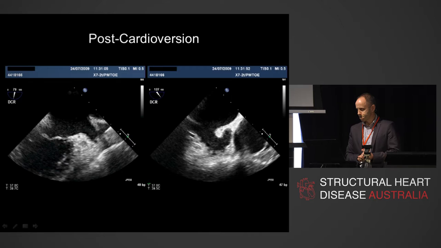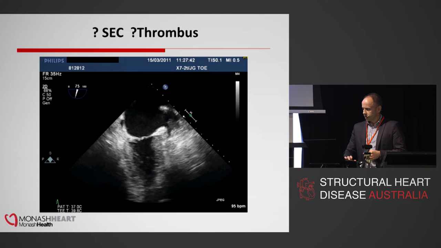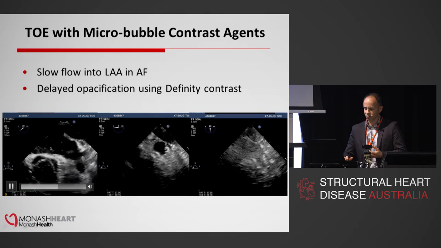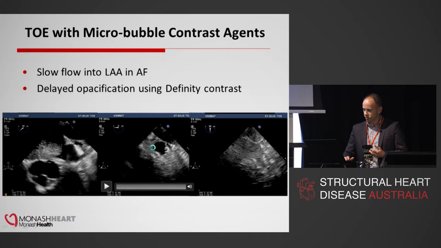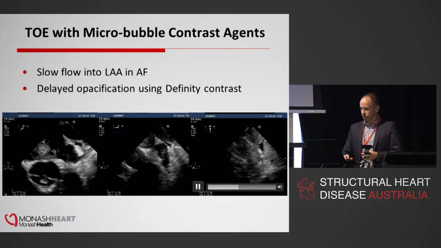I mentioned earlier it can be difficult with very dense SEC to differentiate from thrombus, and you can get some help from contrast imaging in this situation. This is using DEFINITY contrast to opacify the left atrium. You can see this slow flow that in the early stages it's not actually penetrating into the appendage. Wait a few seconds and you start to see it penetrating into the appendage. And then after about 20 or 30 seconds, it floods into the appendage and you can really confidently exclude any thrombus there and help get rid of any artifacts.